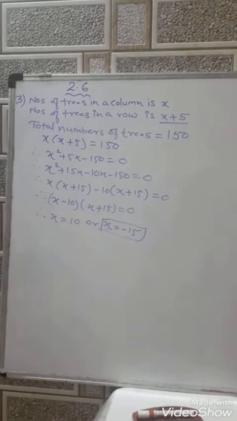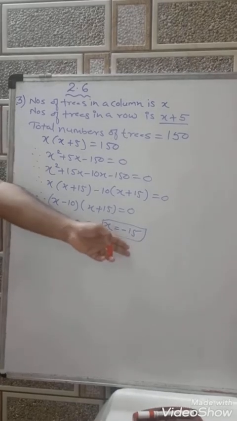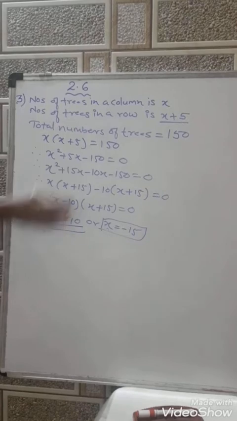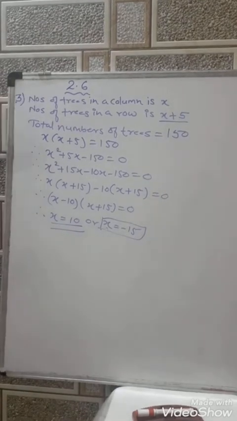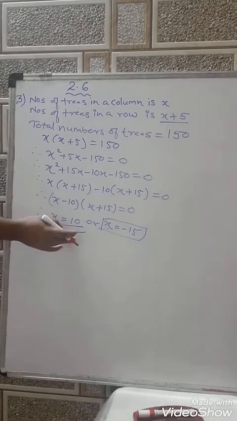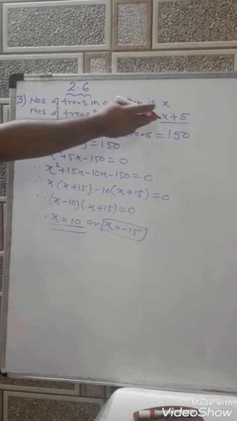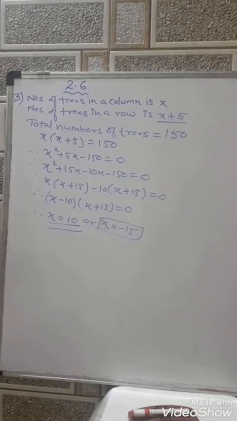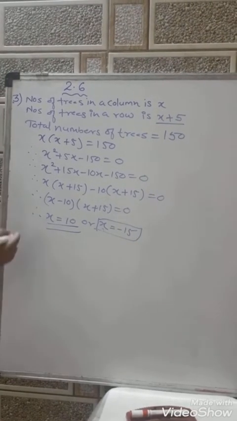It's not possible for the number of columns to be negative. So our answer is 10. So the number of trees in a column is 10, and the number of trees in a row is 10 plus 5, that is 15. So what do we write in the end?